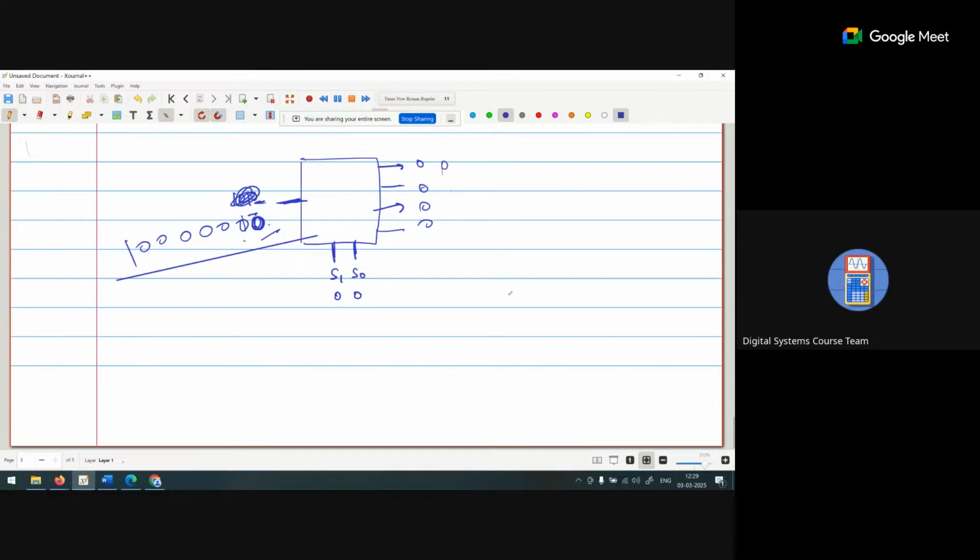Second bit is coming, all bits are 0. Third bit is coming, all bits are 0. Fourth, fifth, sixth, seventh, eighth bits are coming, all bits are 0. Oh, sorry, the first bit is 1, all others are 0.